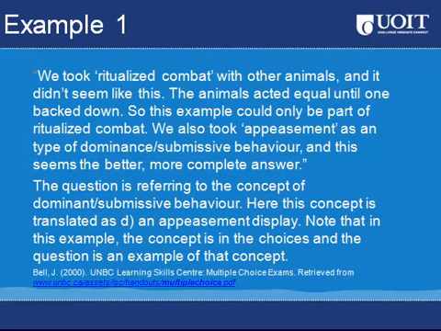So to break this down even further, we took ritualized combat with other animals and it didn't seem like this. The animals acted equal until one backed down. So this example could only be part of a ritualized combat. We also took appeasement as a type of dominant submissive behavior, and this seems the better, more complete answer. The question is referring to the concept of dominant submissive behavior. Here, the concept is translated as D, an appeasement display. Note that in this example, the concept is in the choices, and the question is an example of that concept.